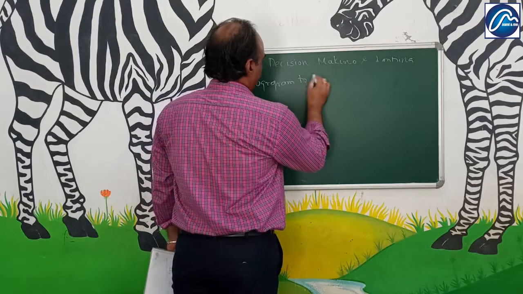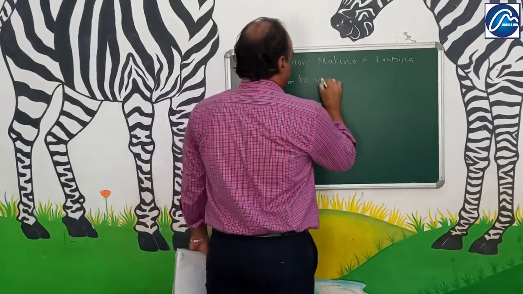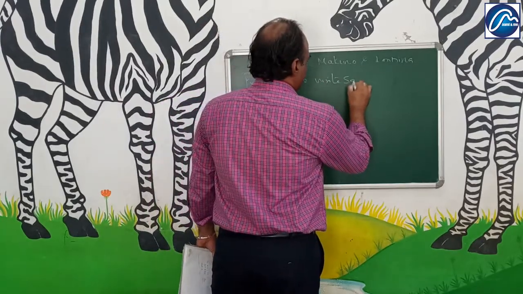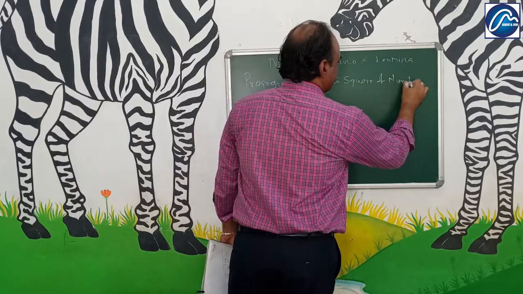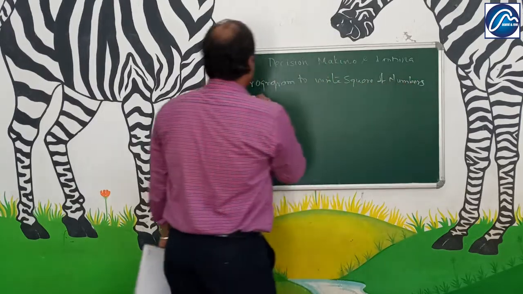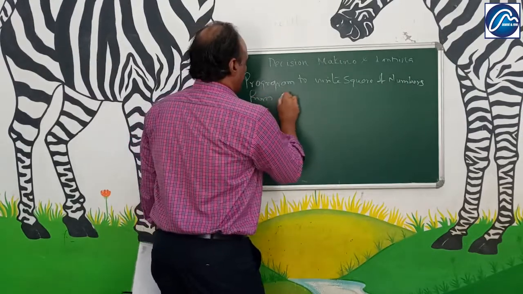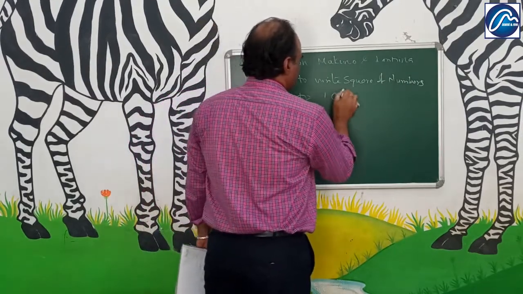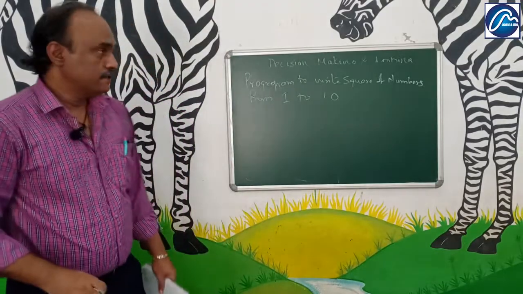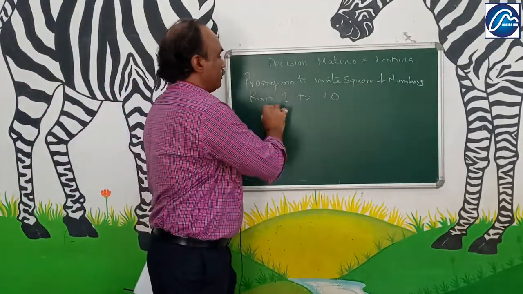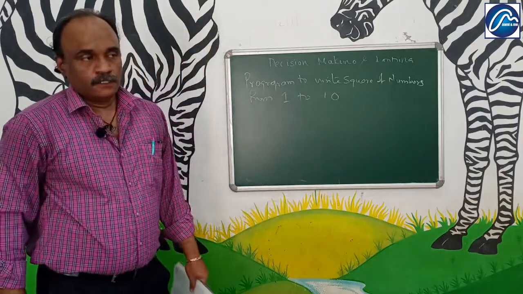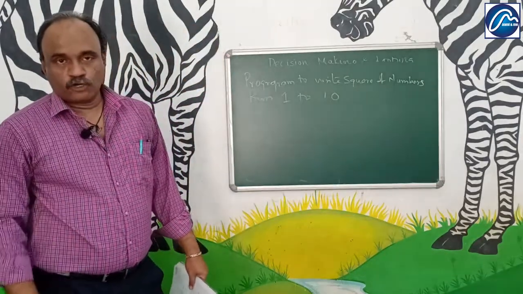Program to write square of numbers from 1 to 10. Hope you all understand. Now I am going to write a program to write square of numbers from 1 to 10. I hope you all know what is square of a number.